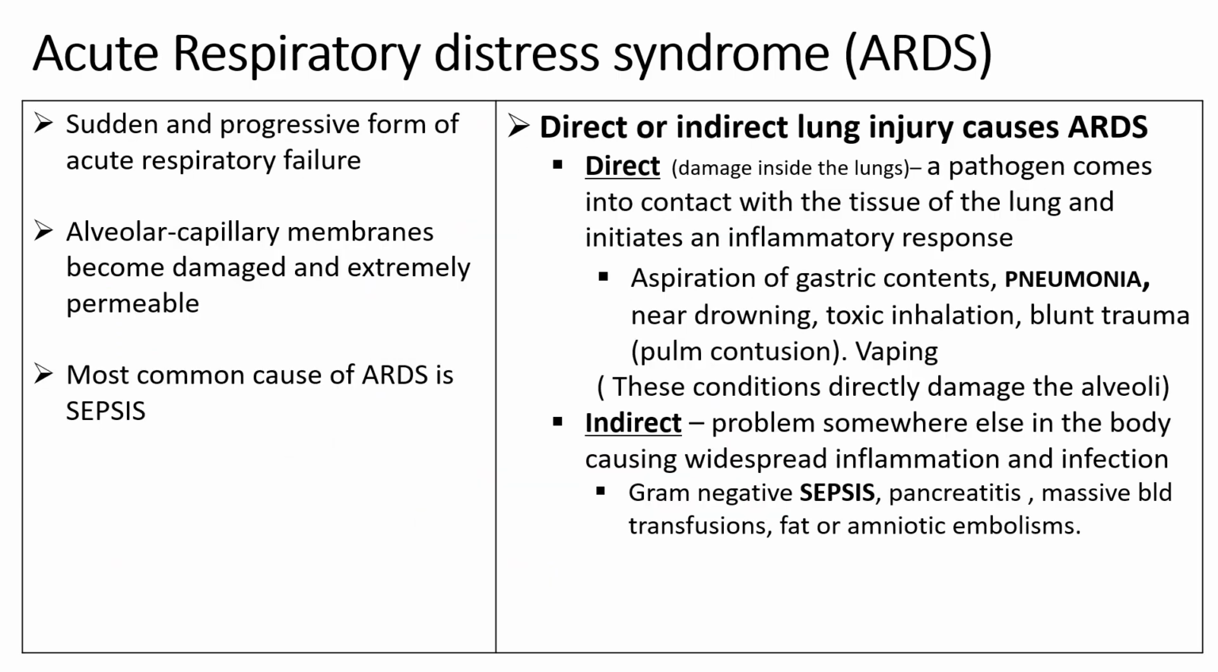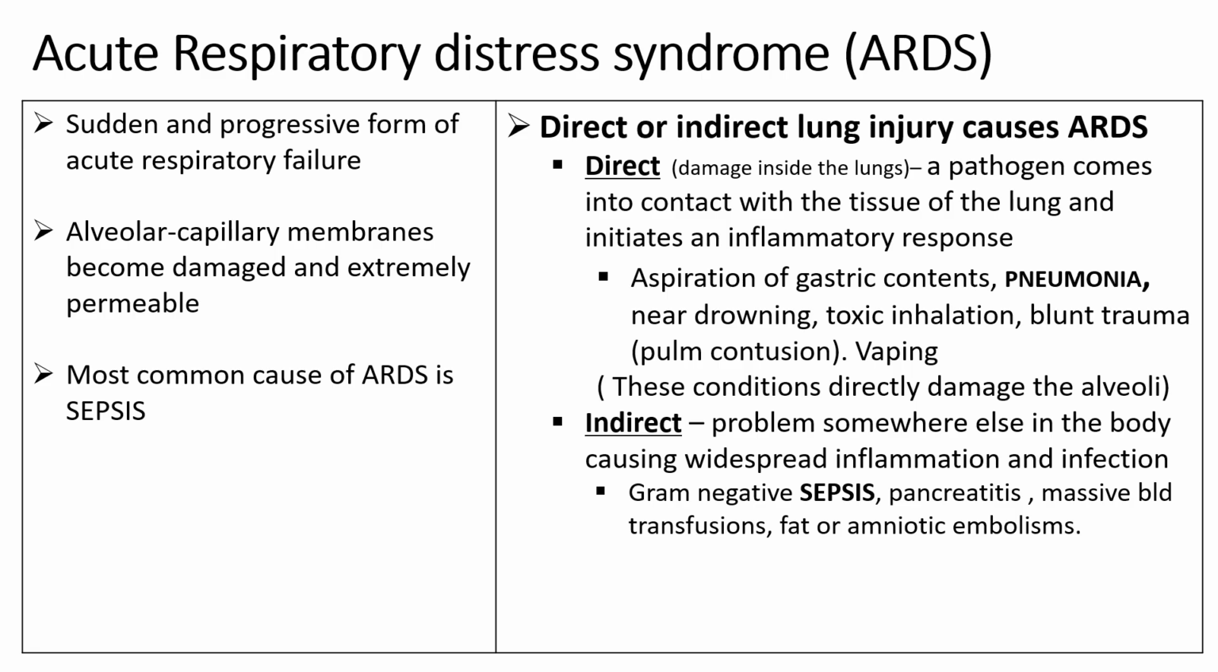So let's talk about what makes ARDS such a serious condition and why we as nurses must recognize it early. As we mentioned before, ARDS is a sudden and progressive form of acute respiratory failure. That means it usually comes on quickly, and once it starts, the lungs can get worse over hours to days.